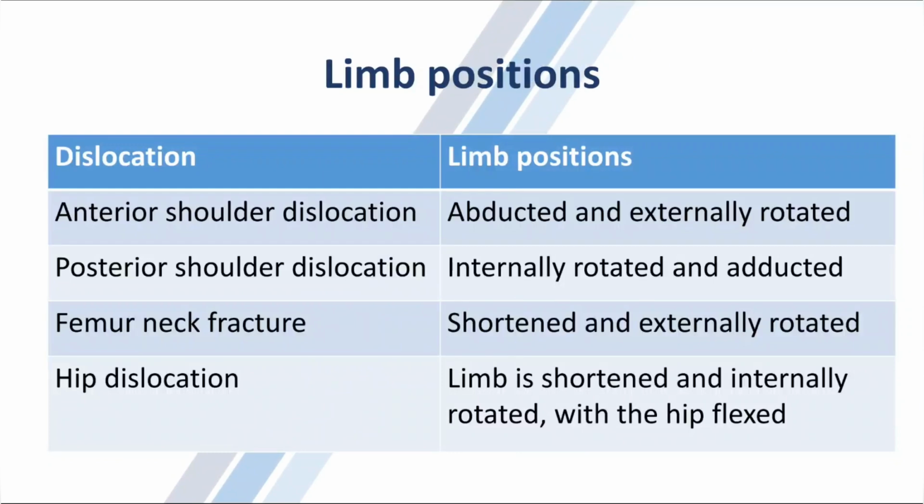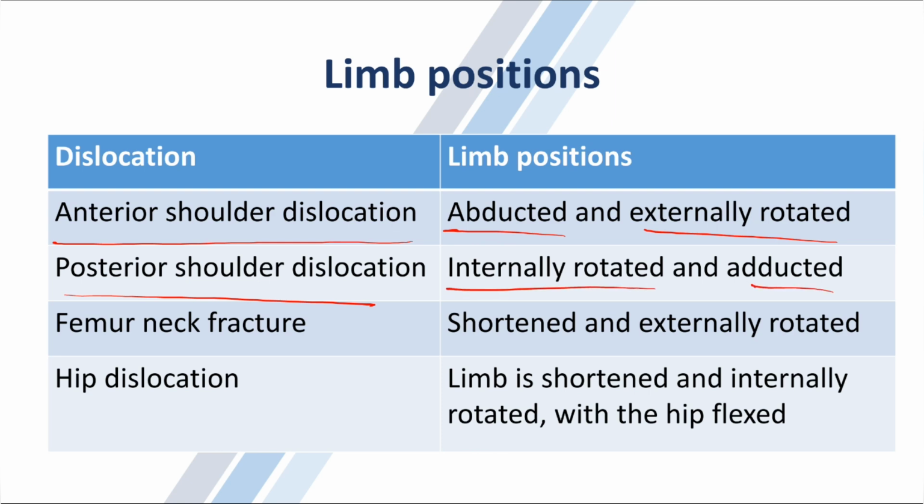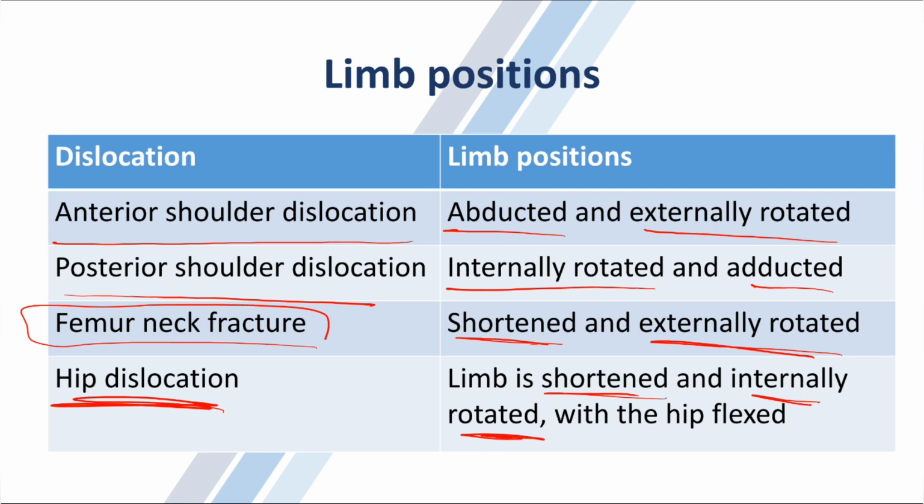The limb positions are just to remind yourself that in anterior dislocation, the limb position which comes to you is abducted and externally rotated. In posterior shoulder dislocation, it is adducted and internally rotated, so opposite to that. In femur neck fracture, there will be shortening and external rotation of the leg, while in hip dislocation, there is shortening and an internally rotated lower limb with the hip flexed.